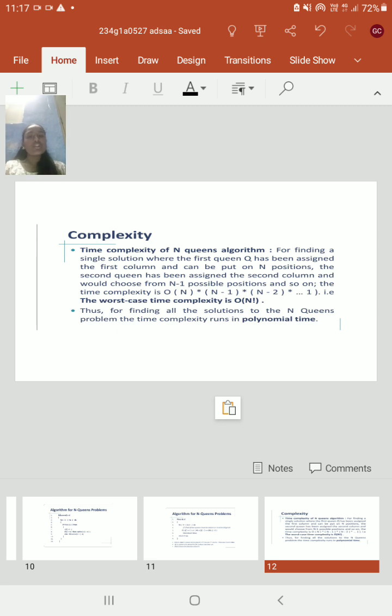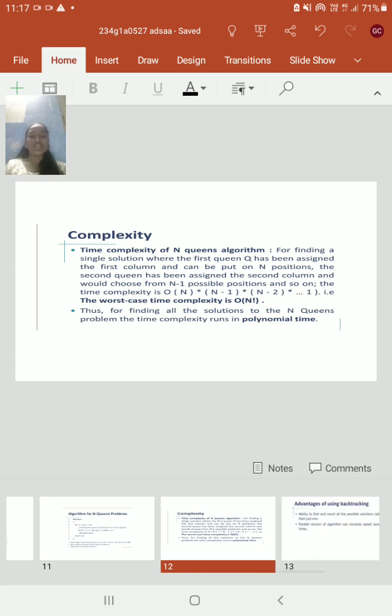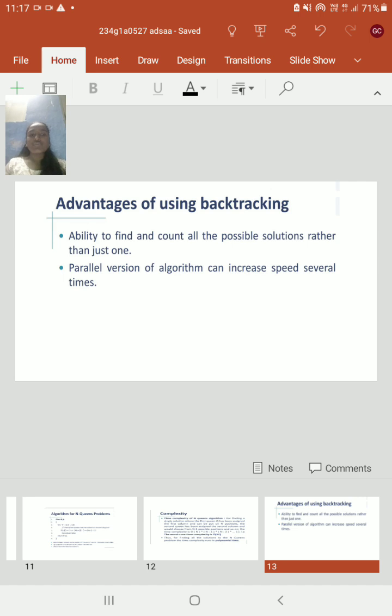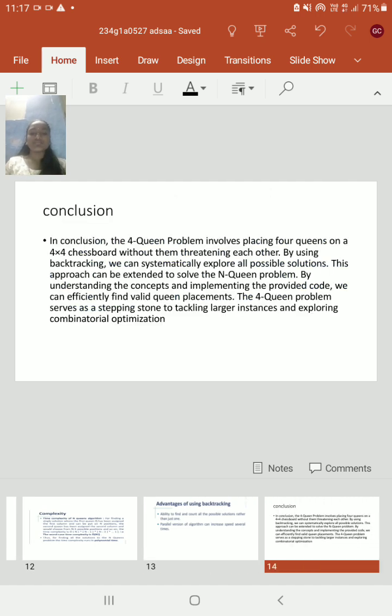This is not only for the n queen problem, this is for the 4 queen problem and the 8 queen problem. For finding all the solutions to the n queens problem, the time complexity runs in polynomial time. Advantages of using backtracking: ability to find and count all the possible solutions rather than just one. A parallel version of the algorithm can increase speed several times.